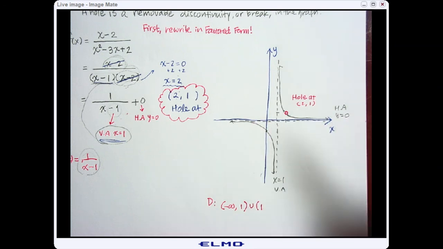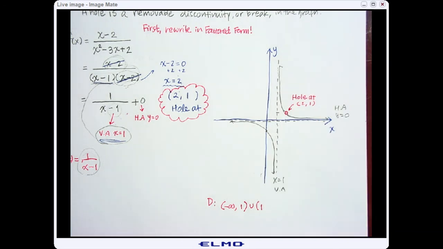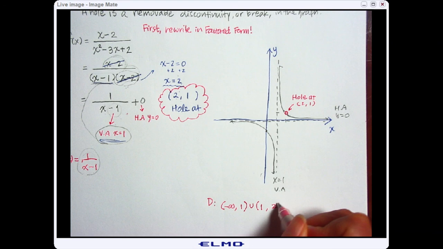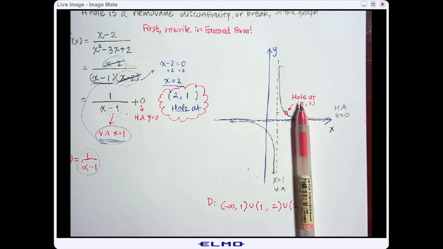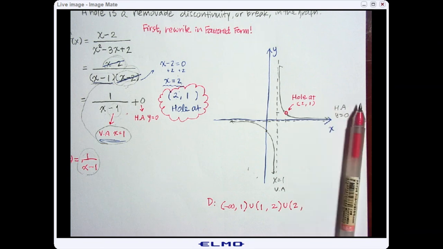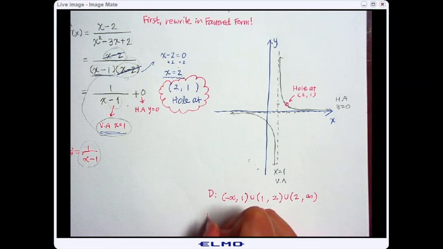But I cannot do that because of what? This hole here. The hole is another break. So now I have to stop at where? 2. In parenthesis union, parenthesis and 2. And after 2, there's no more hole, there's no more break, and then it continues until positive infinity.